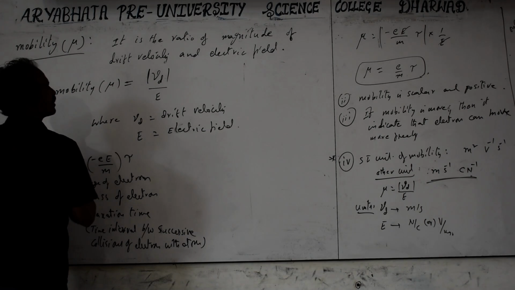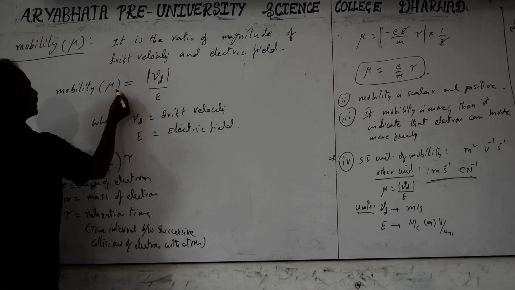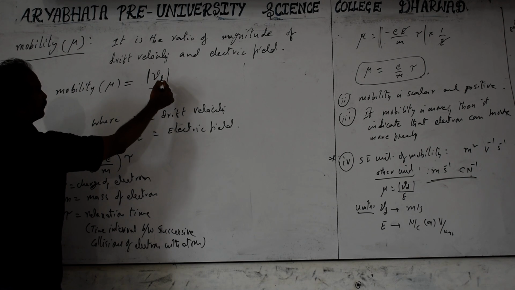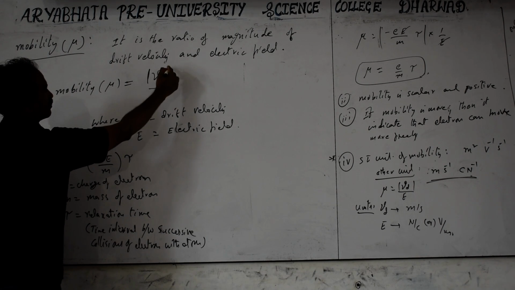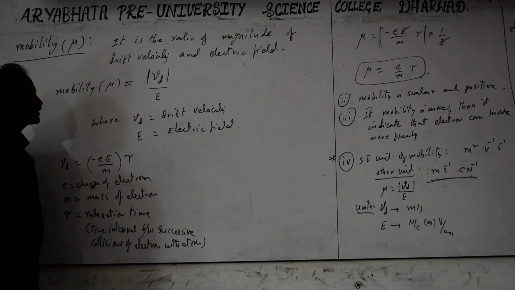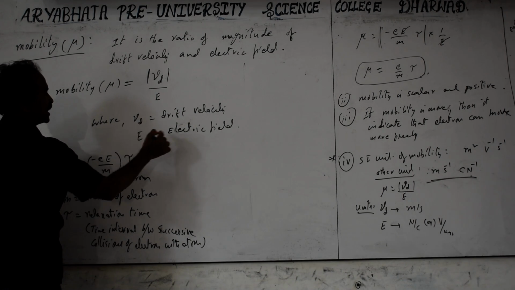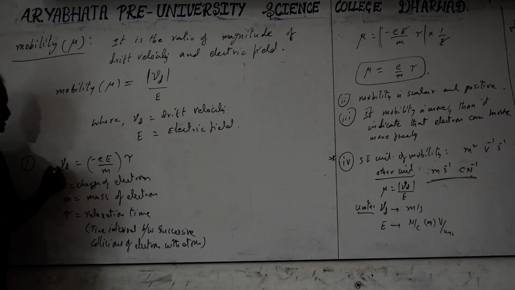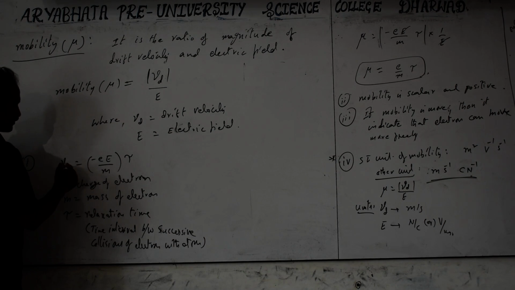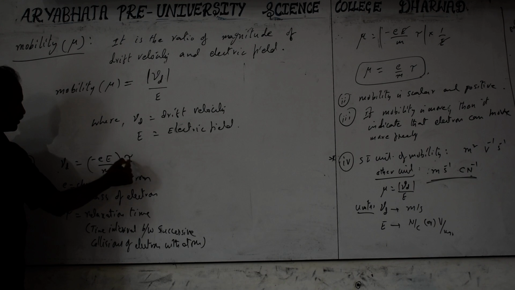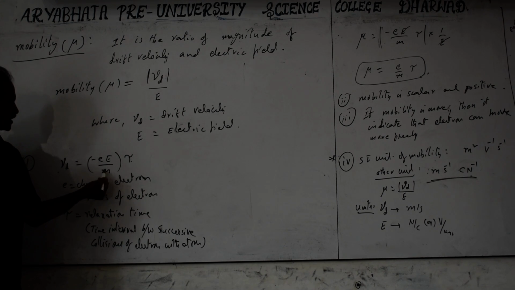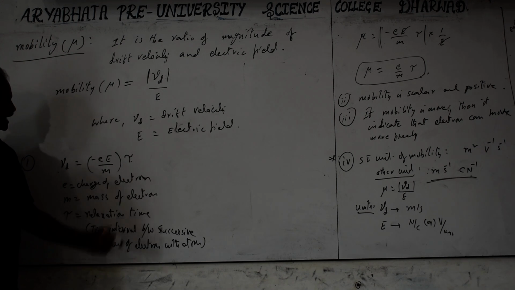So, mu is a simple name for mobility, equal to Vd by E. Vd is the drift velocity, and we are taking the magnitude. This is a modulus, which means magnitude, so don't take negatives, take only the positive. Vd is the drift velocity, E is the electric field. Already we know this relationship: Vd equals minus eE by m into tau, where e is the charge of the electron, m is the mass of the electron, E is the electric field applied inside the conductor, and tau is the relaxation time.